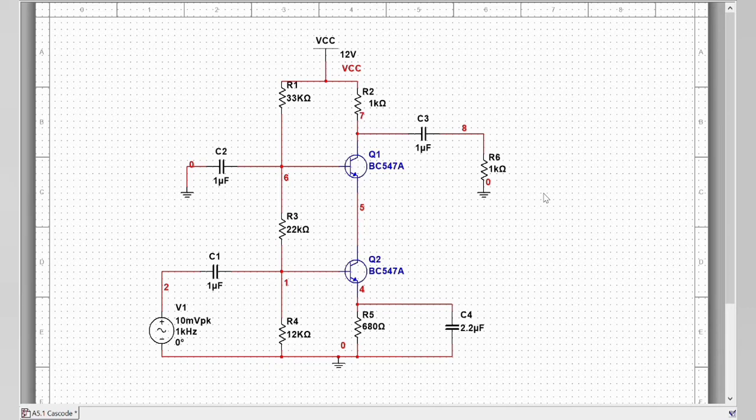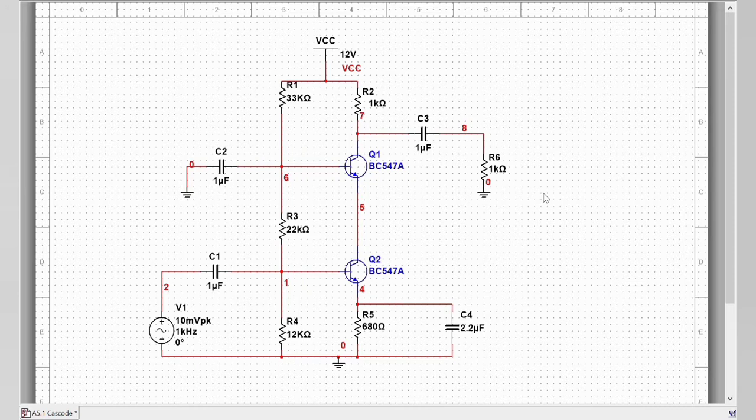power supply. I have given 12 volt VCC for the entire circuit diagram, and R1, R3, R4 are connected parallel, for which I have used 22 kilo ohm and 12 kilo ohm as R3 and R4, and the base of the Q1 is connected with the C2, which is 1 microfarad, and the negative of the capacitor C2 is connected with the ground, whereas the base of Q2 is also connected with the C1, which is 1 microfarad, and the negative side of the C1 is connected with the positive of the function generator.